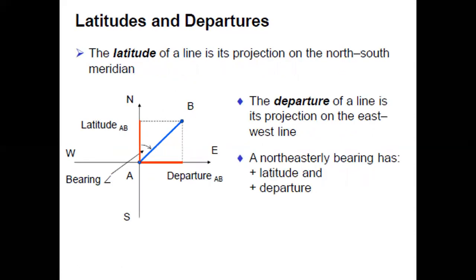The latitude of the line is its projection on the north-south meridian, while the departure of a line is the projection on the east-west line. So the northeasterly bearing has, of course, the latitude and departure.